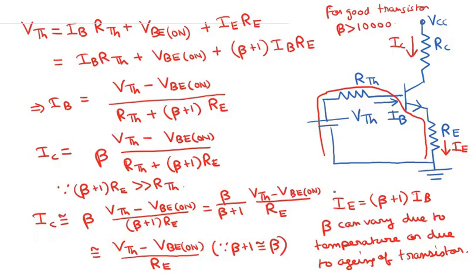So that is what I meant when I said that this resistor RE is actually used to enhance biasing stability of the transistor, or it is used to prevent the Q point or the operating point from drifting away when beta of the transistor varies due to temperature or aging of the transistor. So I hope it is clear to you all.